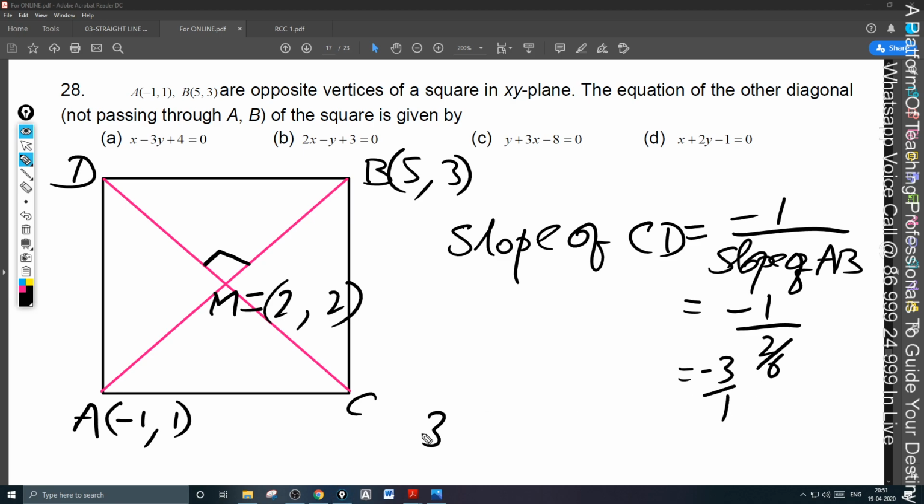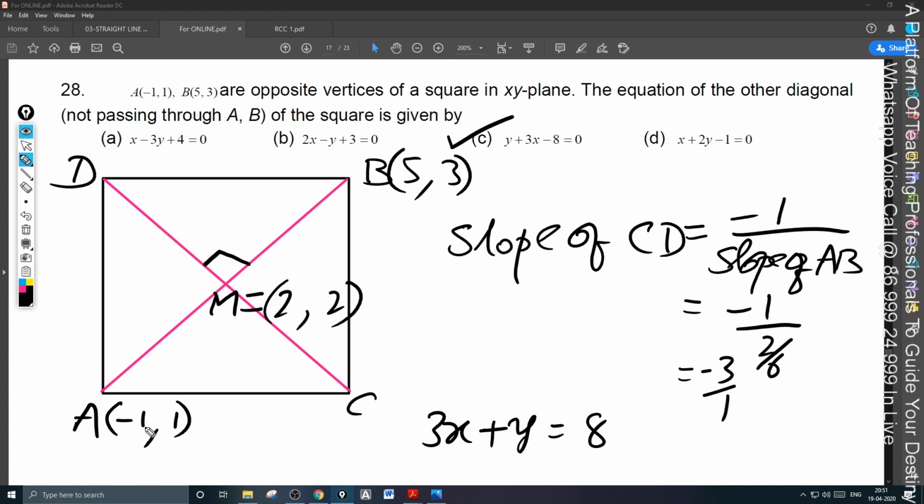Line equation 3x plus y is equal to, substitute the point, 6 plus 2, 8. So this is the answer. C is the answer. Yeah, option A and C both are satisfied by the verification, Priyadarshini. That is why, in this case, you have to work out the problem.